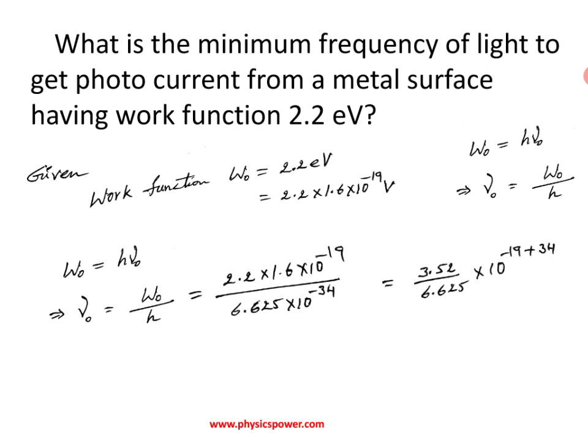So if you simplify, you will get numerator 3.52 by denominator 6.625 into 10 to the power of minus 19 plus 34. Further if you simplify, you will get 5.3 into 10 to the power of 14 Hz. They are asking the minimum frequency, so the frequency is 5.3 into 10 to the power of 14 Hz.